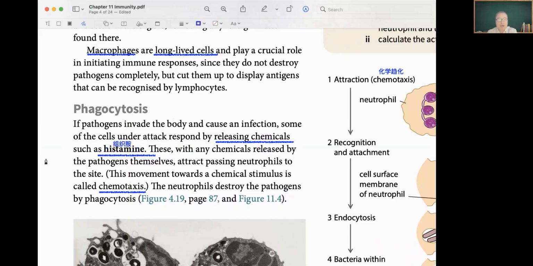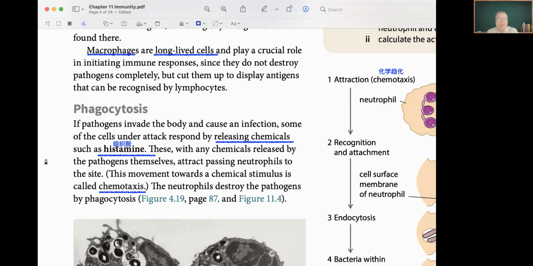If a pathogen invades the body, that will cause an infection. Some cells under attack will respond by releasing chemicals such as histamine. The chemicals released attract passing neutrophils to the site. Then the neutrophils will destroy the pathogen by phagocytosis.